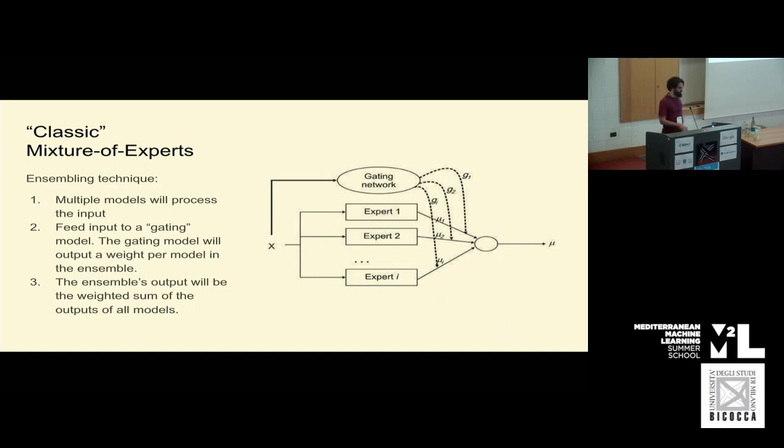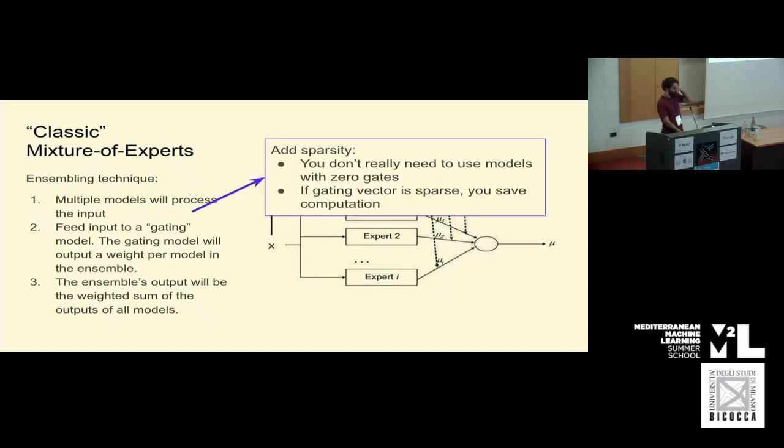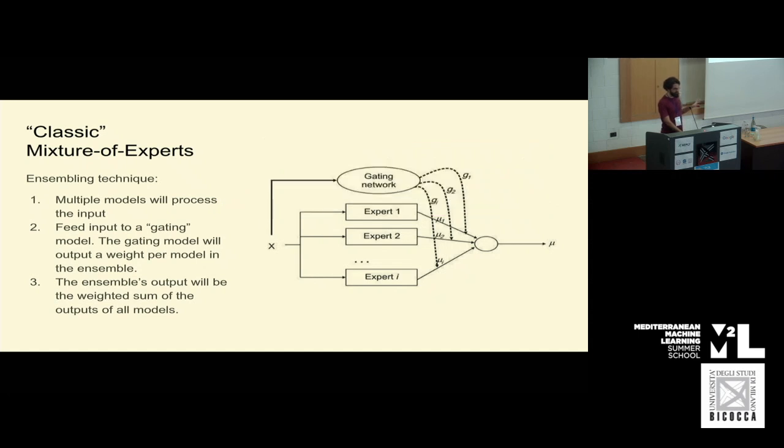First, you have a bunch of models, and you feed the input to all these models, but you also feed the input to a gating model. The gating model outputs some weights, and the ensemble's output is basically the weighted sum of the output of all the models using these weights from the gating model. So this works by itself as an ensemble, just doing that.